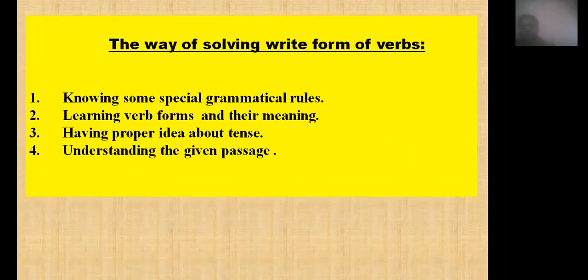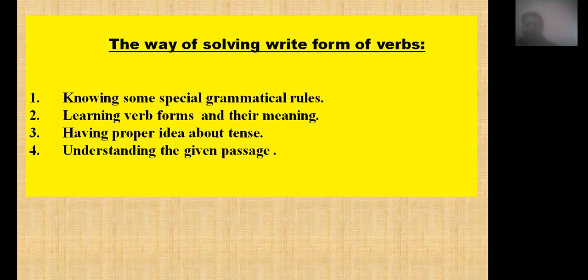Let's learn. First, learn verb forms and their meanings. You have to learn the verb forms and their meanings, you have to know some grammatical rules, and you have to prepare an idea about tense. As you know, tense and verbs have an interrelation. They have a good relation according to grammar. According to grammar, we see that tense is available everywhere. So without knowing tense, the right form of verbs is not possible.